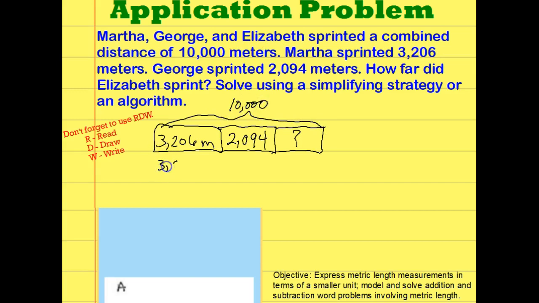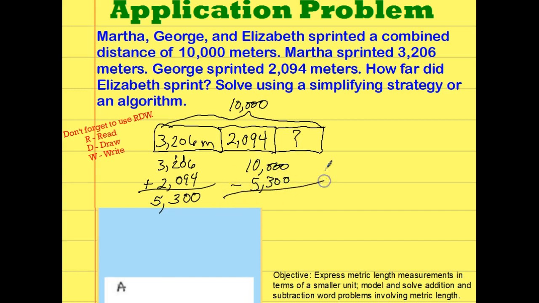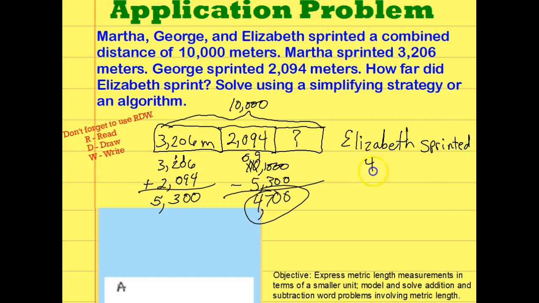Alright, so we take 3,206 plus 2,094. 6 and 4 is 10. 9 and 1 is 10. 2 and 1 is 3. 5. And then we take 10,000 minus 5,300. 4,700. So Elizabeth sprinted 4,700 meters.